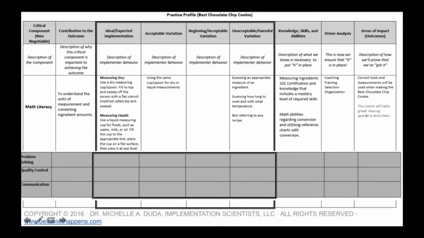There are other critical components in making a chocolate chip cookie. Maybe there's problem solving, maybe there's quality control where you would want to do that taste test. There's communication among the people that work at the bakery. So this is just the beginnings of what a practice profile could look like if you're trying to create the best chocolate chip cookie. So hopefully that answered your question.